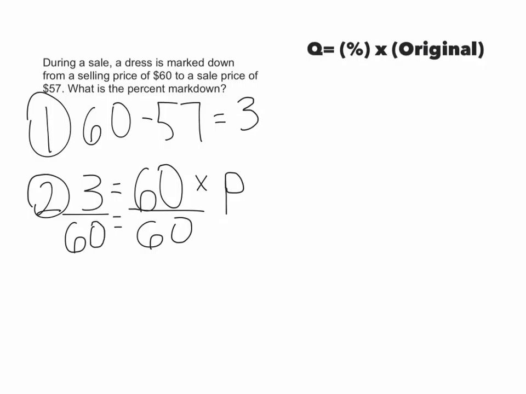So then that becomes 3 over 60. This cancels out, and we are left with P. So once you guys solve what 3 divided by 60 is, you will find out that it is 0.05, and that tells you, if you convert it to a percent, that it's going to be a 5% markdown.